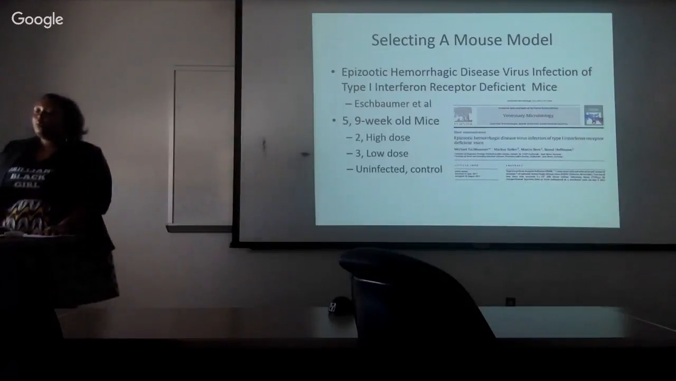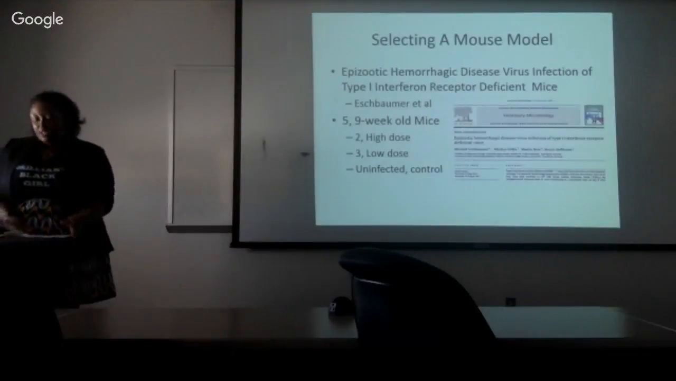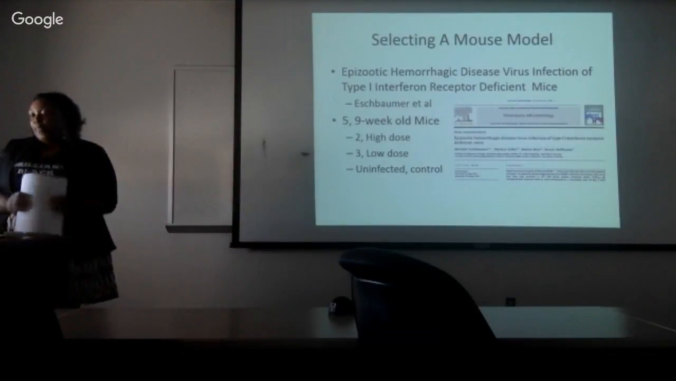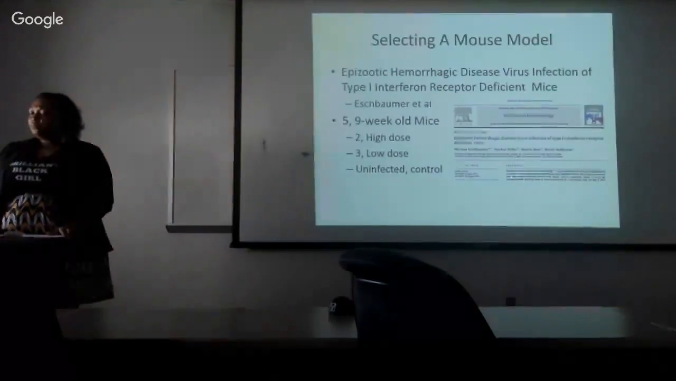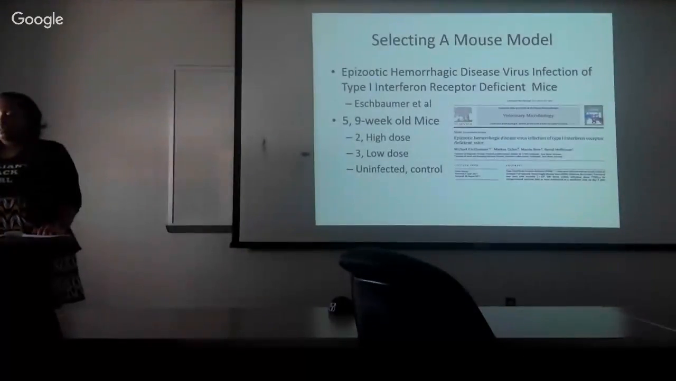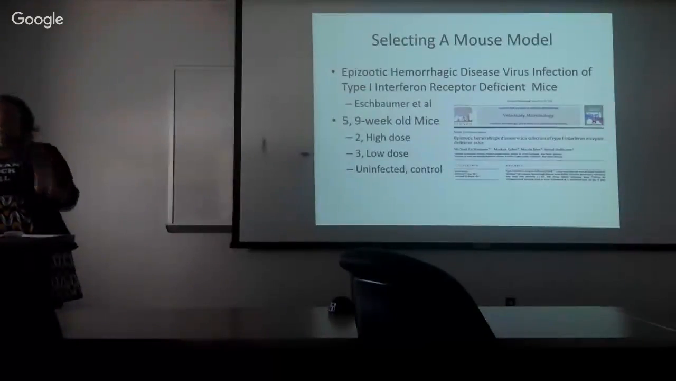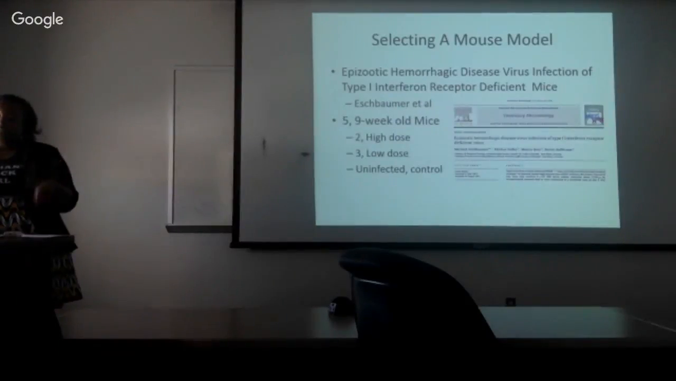So looking at more evidence for why these would be good models, there was an article published by Eschbaumer et al. that looked at EHDV infection in the interferon deficient mice with EHDV7. They took a number of 9-week-old mice and infected them with either a high dose of EHDV7 or a low dose, and then also had an uninfected control.